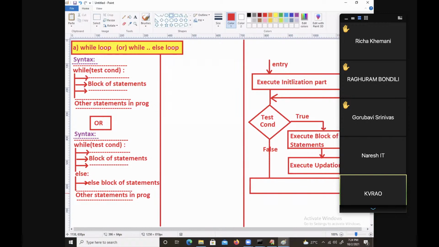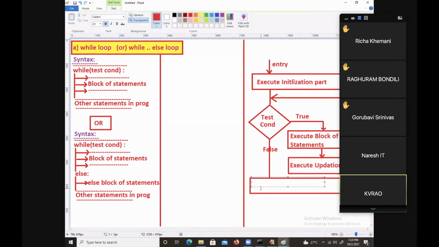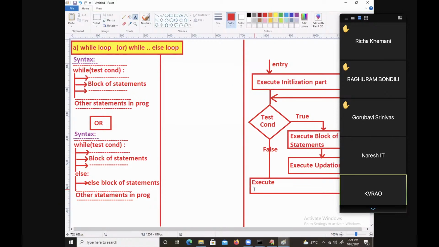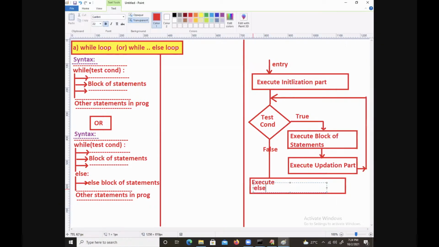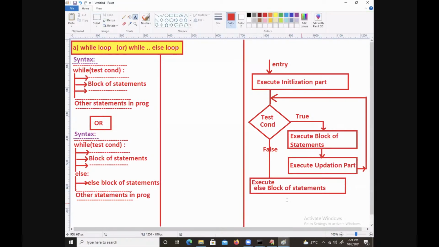Combined, I'm writing execute else block of statements. Execute else block of statements. After executing the else block of statements, what will happen? Where will it come to?